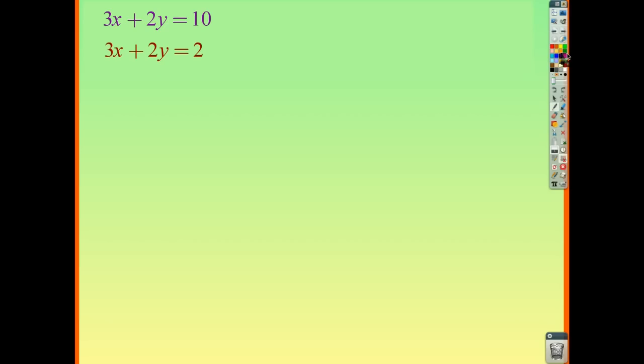Well, this first one, the blue line here, I'm going to change into slope-intercept form. So it's going to be y is equal to negative 3 halves x plus 5, okay? And really what I did is I moved the x term to the other side, and then I divided everything by 2. And I'm going to do the same thing for the bottom, for the red one. That's going to be y is equal to negative 3 halves x plus 1.